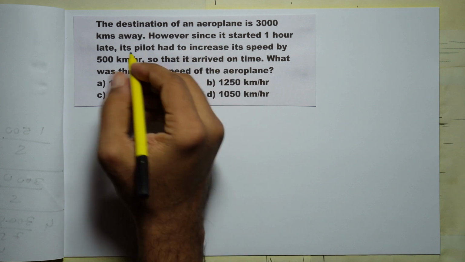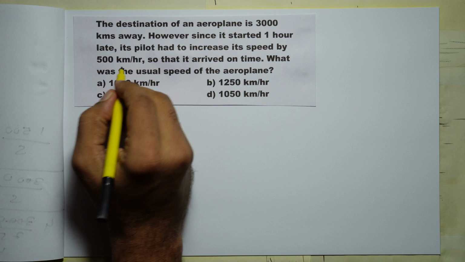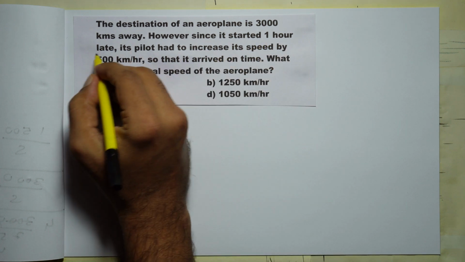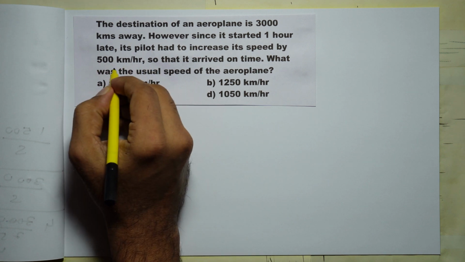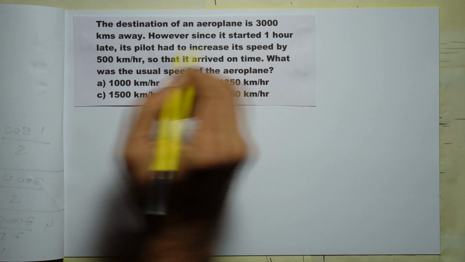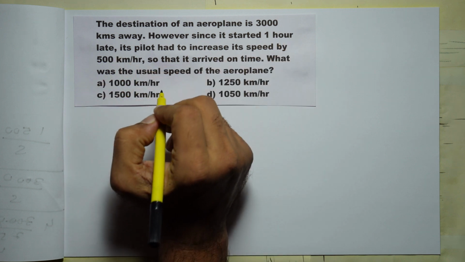So you can see that if you increase your speed by 500 kilometers per hour, it actually takes 1 hour less. That is, it started 1 hour late, and by increasing the speed by 500 kilometers per hour, it was able to reach on time. So if you increase the speed by 500 kilometers per hour, it takes 1 hour less.